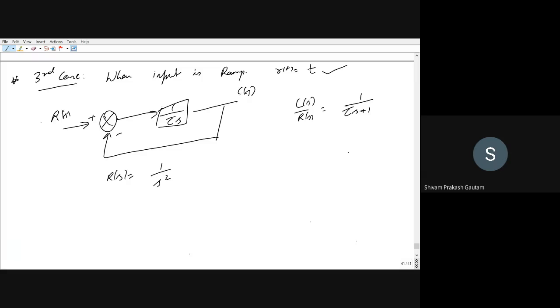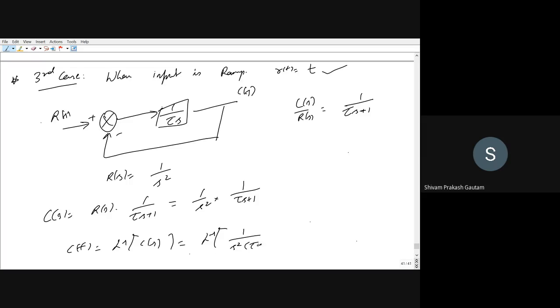Okay. So now what we will do is we will substitute the value of R of S. Just see, C of S will be equal to R of S multiplied by 1 upon tau S plus 1. So this will be equal to 1 upon S square into 1 upon tau S plus 1. Now you have to calculate C(t). C(t) will be equal to Laplace inverse of C of S, that will be equal to Laplace inverse of 1 upon S square (tau S plus 1).